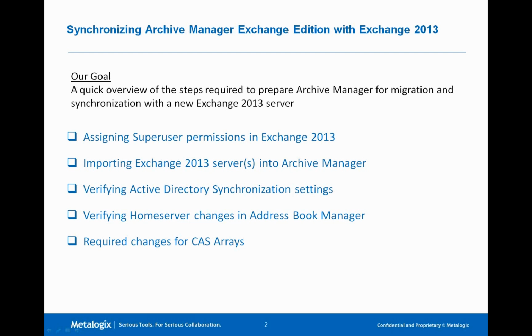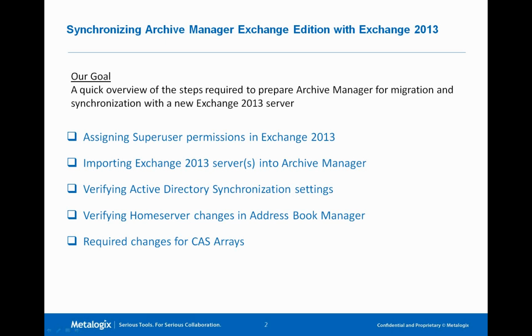So the first step in setting the archive system up to integrate with Exchange 2013, and usually I say the best way to have this ready to go and do your testing, is to migrate a couple of mailboxes over to Exchange 2013 first. Once you've got a couple of mailboxes you can play with in 2013, you go into the archive manager system and get the synchronization set up. The first step to that is, of course, assigning permissions in Exchange 2013. So we need to assign super user permissions in 2013 to be able to go in and archive and retrieve and restore.